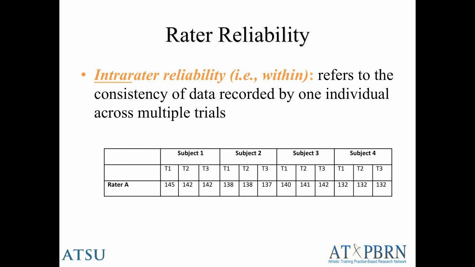First, let's discuss reliability in terms of rater reliability. Remember, the rater is considered to be the individual who is collecting the measure. When we think of rater reliability, we can divide it into 2 separate types: intra-rater reliability and inter-rater reliability. Intra-rater reliability refers to the consistency of data recorded by one individual across multiple trials.